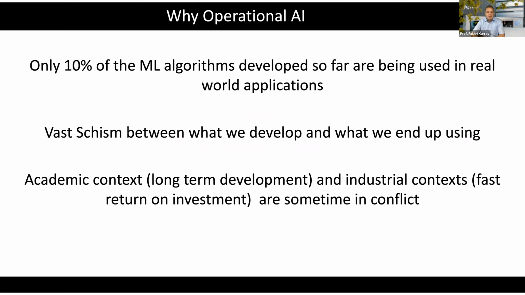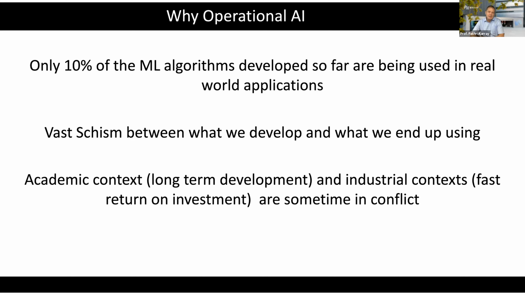Now, this is a remark that I would like to make here, which gives us the background for why we would like to utilize operational AI. Only 10% of the machine learning algorithms developed so far are being used in real world applications, 10% only. We are spending tens of billions of dollars in research work, whether in institutions, companies, or corporations, to develop very powerful machine learning or AI algorithms. And only 10%, or even less, are being used in real world applications. So there is a vast distance between what we develop and what we end up using.